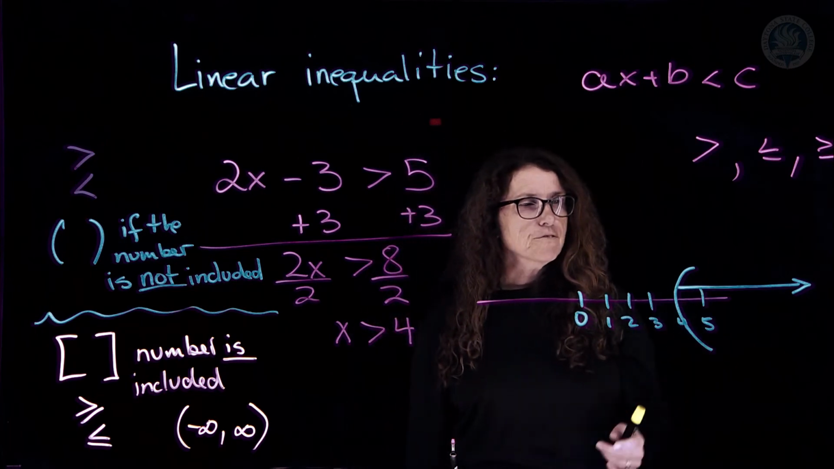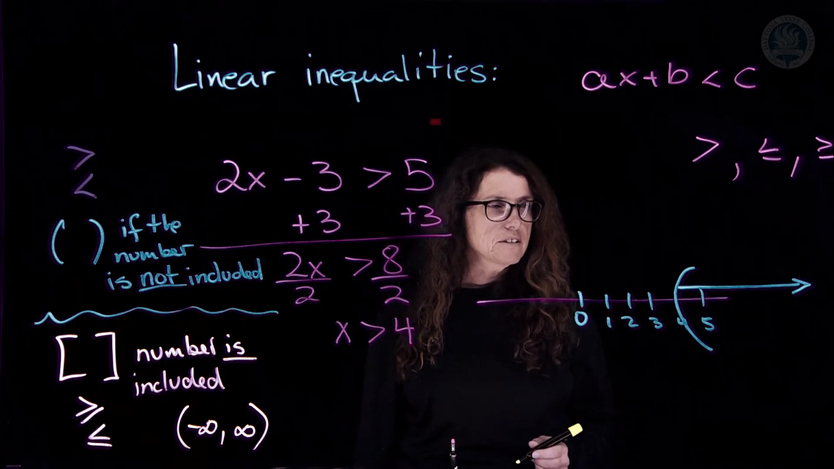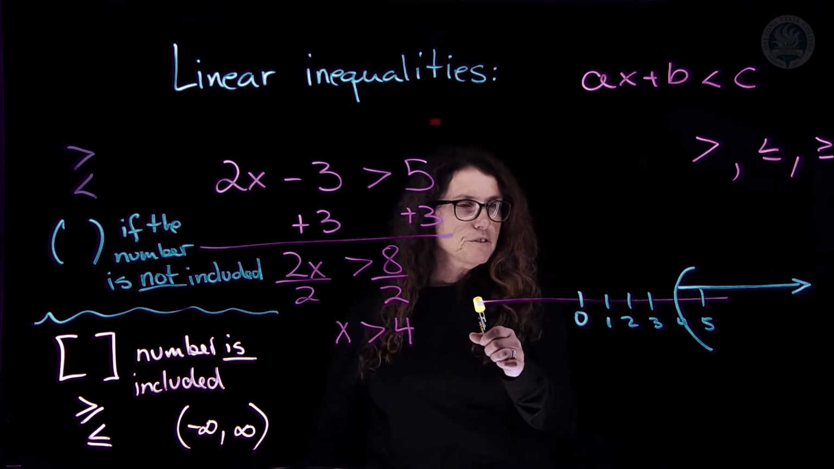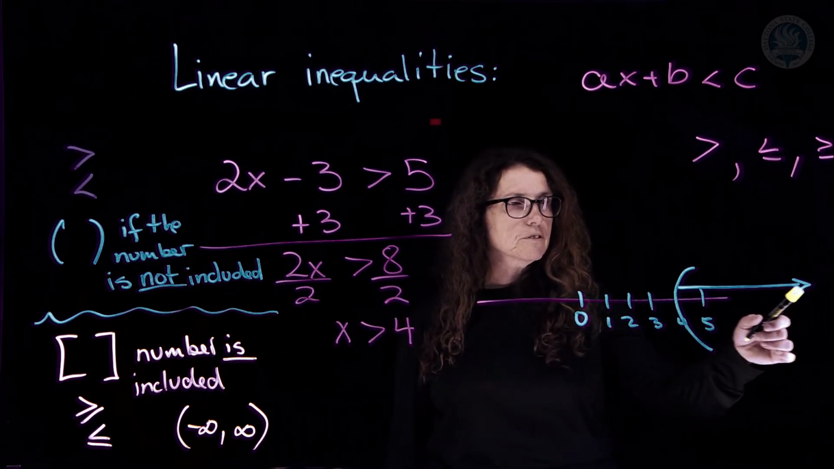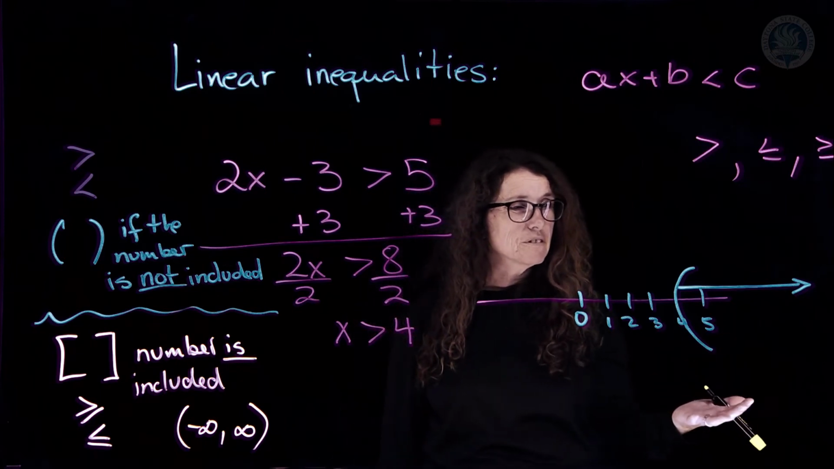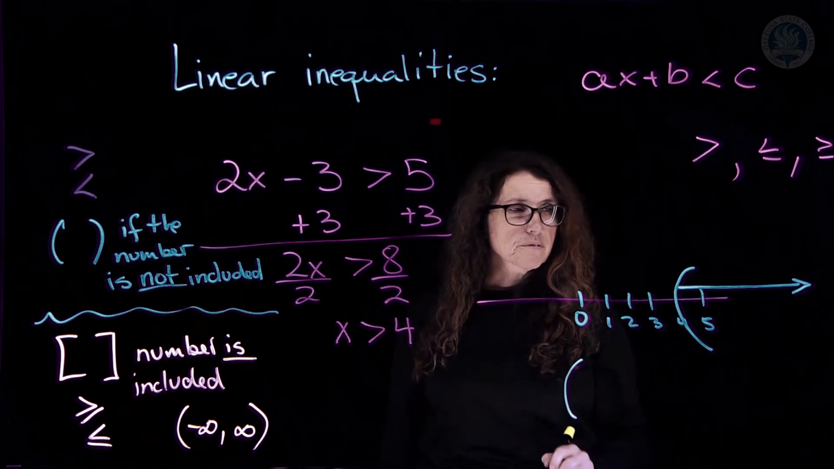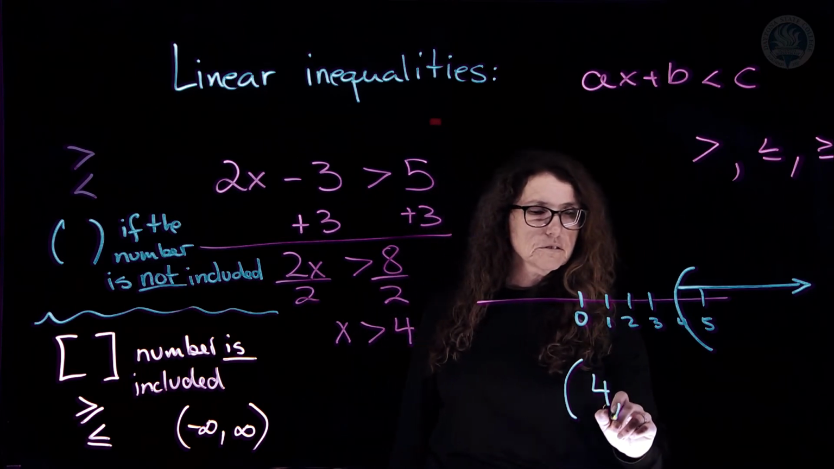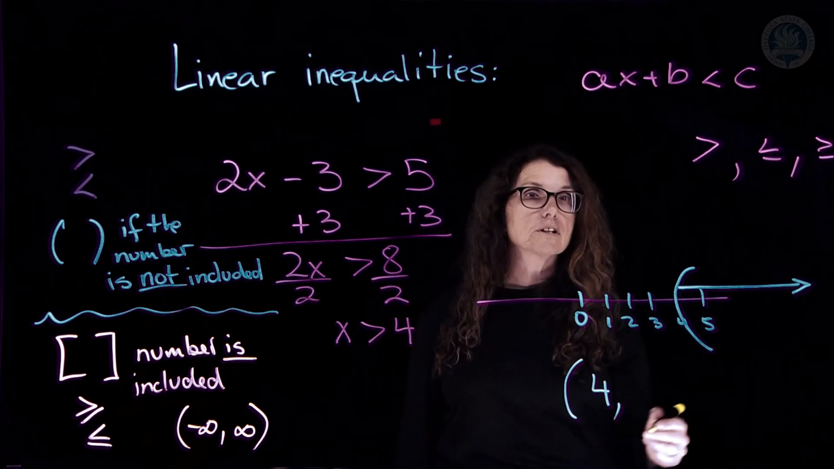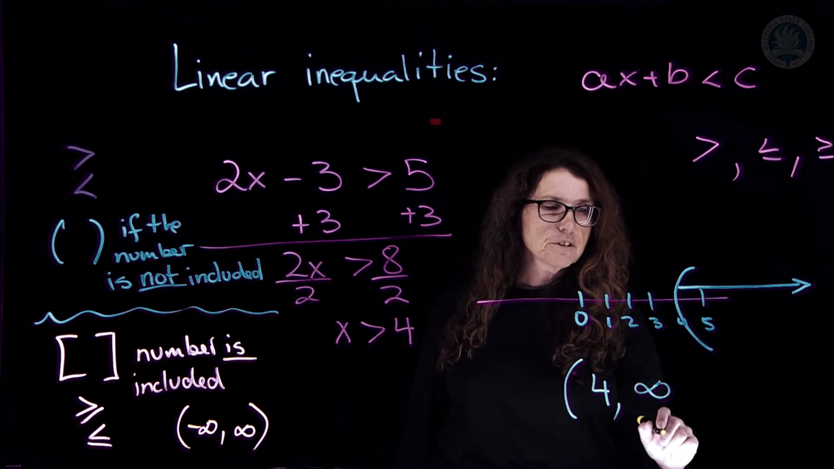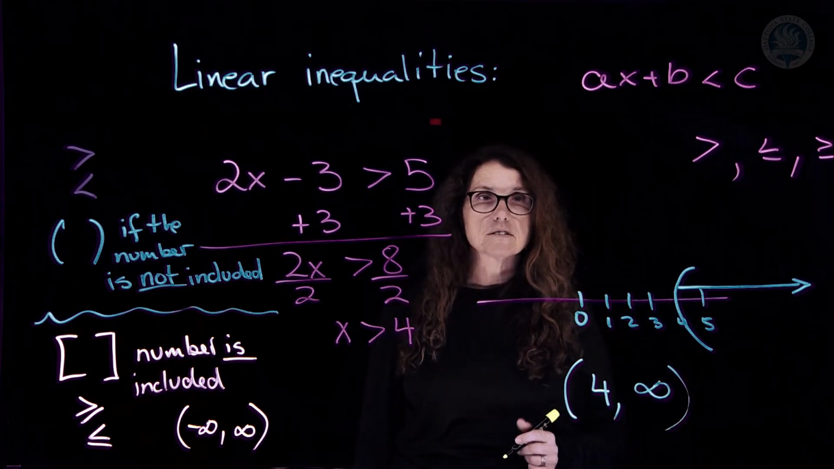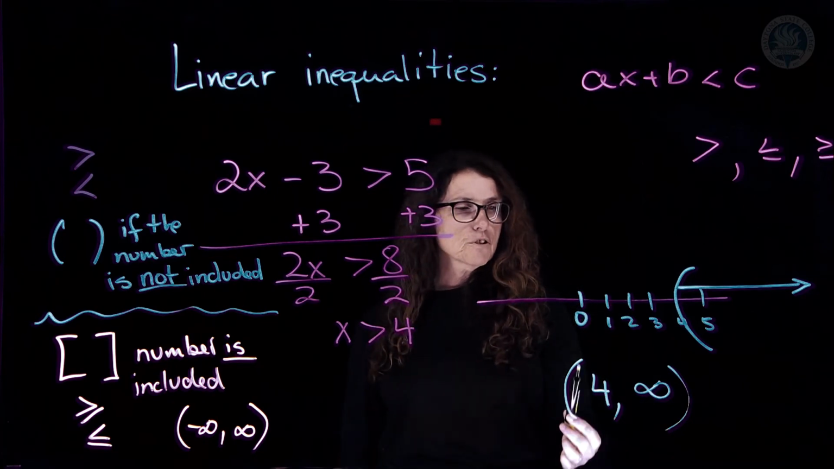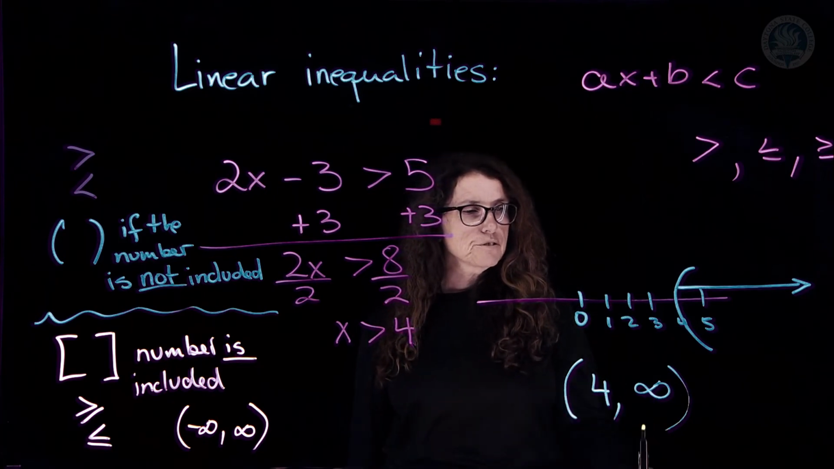This is the graphical solution. Now we can write it in interval notation. Interval notation, we're starting from the left and going to the right. So basically you copy your number line. We have a parenthesis at 4, 4 is not included, and how far do we go? We go all the way to infinity, and that is, of course, a parenthesis as well. So this solution goes from 4 not included to infinity.